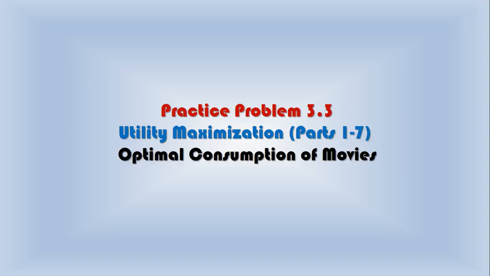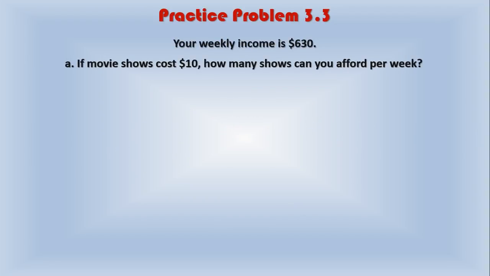Now we're just going to do some math problems reflecting how I expect you to be able to demonstrate your understanding of what we did in the model mathematically by both merging your understanding of the model with your understanding of math. All right, practice problem 3.3, utility maximization, 7 parts, optimal consumption of movies. If your weekly income is $630 and a movie show has a price of $10, how many shows can you afford per week? 63, pretty simple, right?